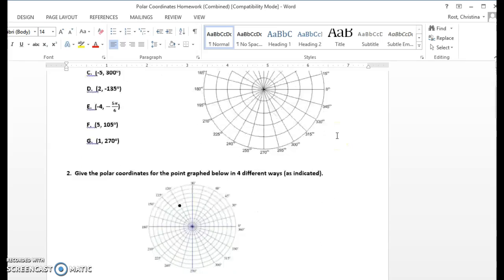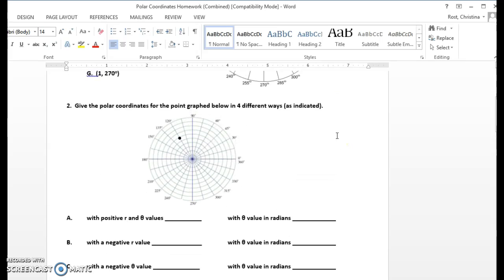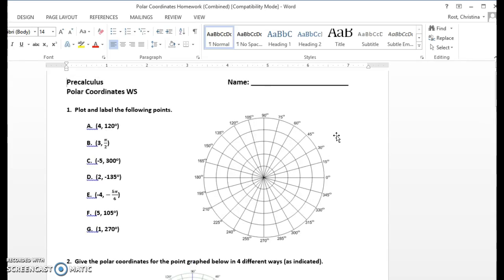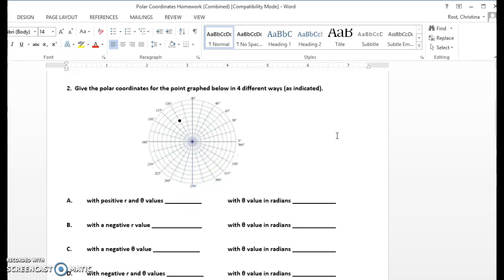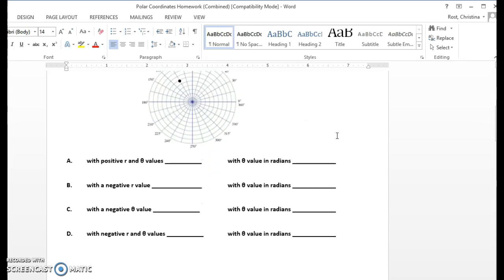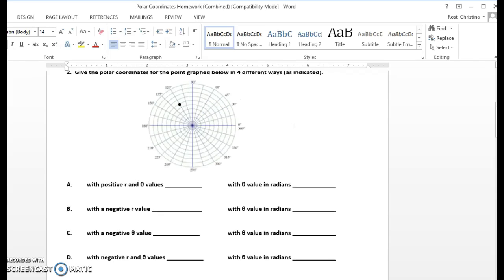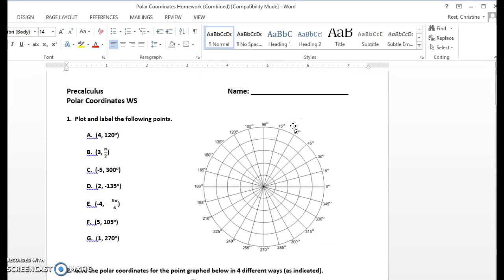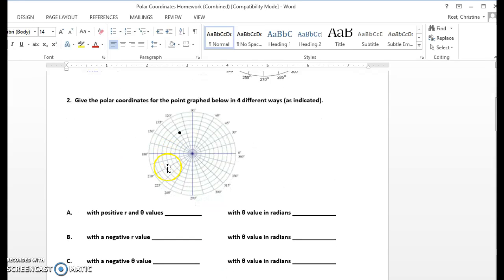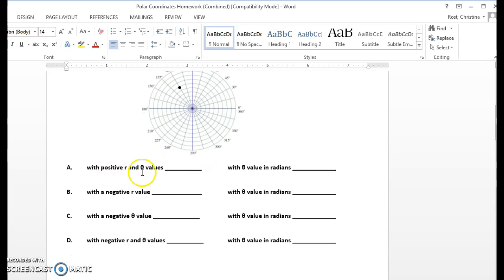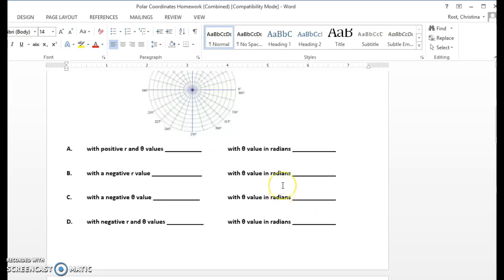Okay, so this is what your homework looks like. It does have 3 sides. This is 2 days worth of homework. So you should at least do the front side of the first page, because then we can come in and talk about it and make sure you understand exactly how it works before you do the rest. If you're sure you understand it and you want to get ahead, go for it. The rest of it's going to be homework tomorrow night anyway. You need to plot and label those points with positive r and theta, and then what would it be if you put theta in radians? So there's going to be another option there.